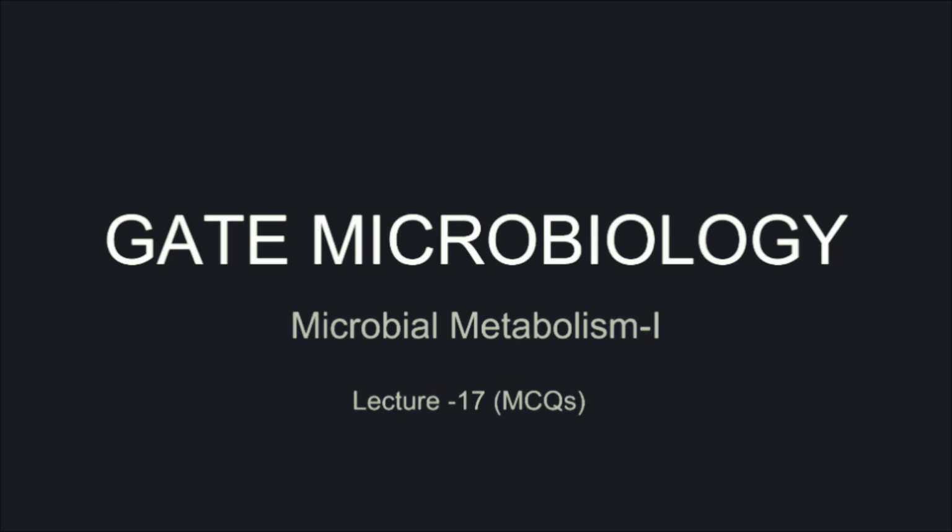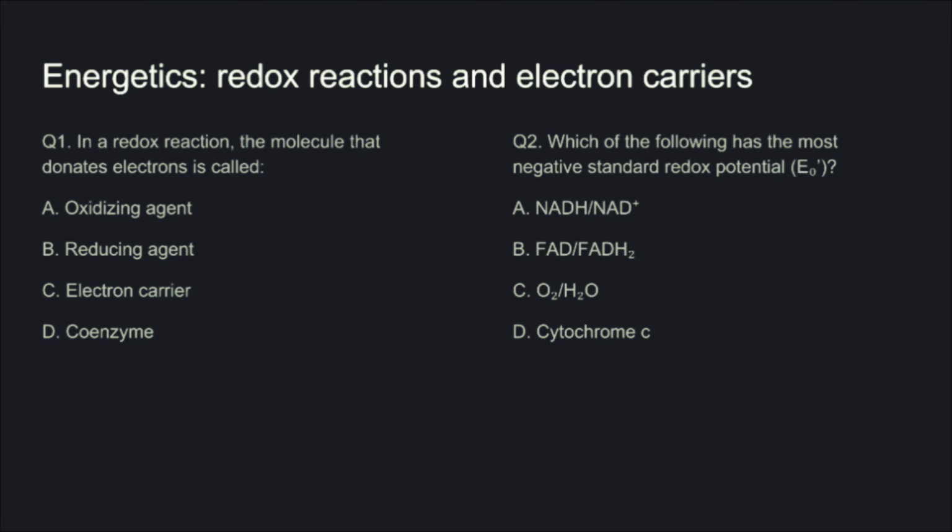So now let's start with our first topic, that is energetics, redox reaction and electron carrier. So the first question is, in redox reaction, the molecule that donates electron is called. Options are A, oxidizing agent, B, reducing agent, C, electron carrier, D, coenzyme. Correct answer is B, reducing agent.